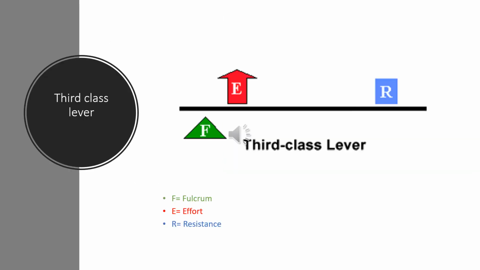In a third-class lever, the force effort and the resistive force are on the same side of the pivot, where the effort force is closer to the pivot than the resistive load. Examples of a third-class lever include golf clubs, tweezers, and hammers. Here is an example of a third-class lever.